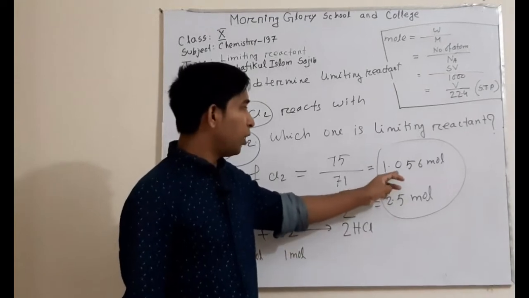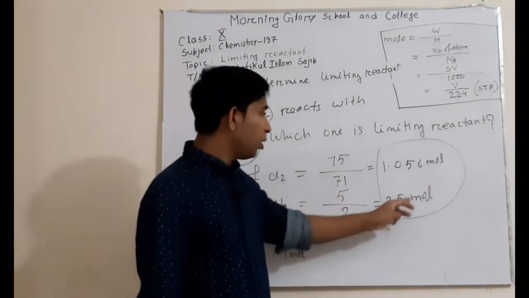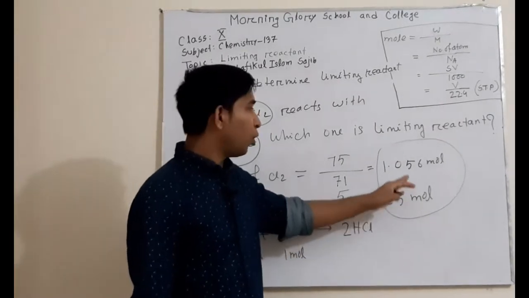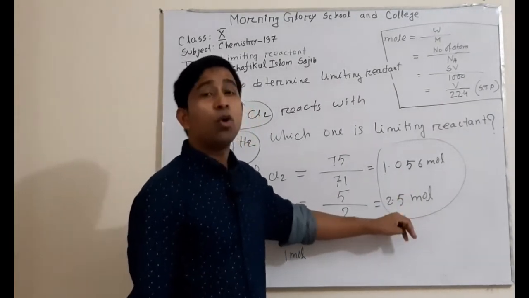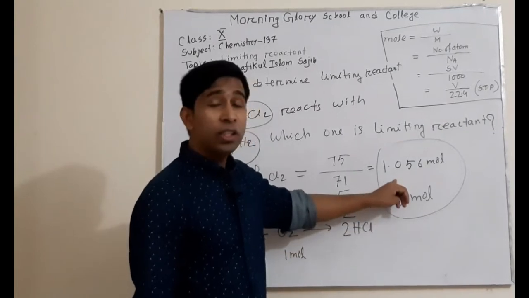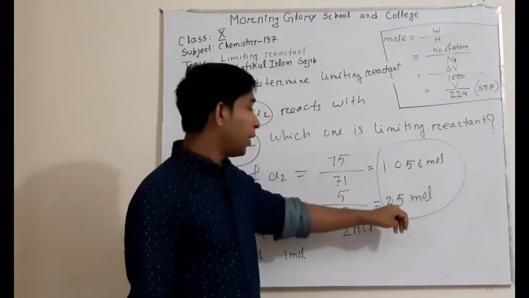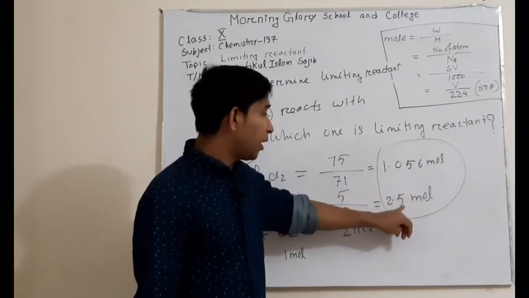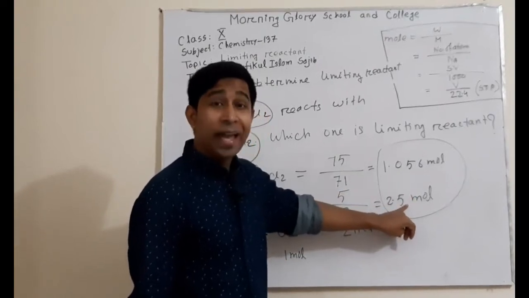Chlorine is 1.056 mole, but hydrogen is 2.5 moles. That means mole of chlorine is less than mole of hydrogen. That means chlorine is insufficient compared to hydrogen. So chlorine is the limiting reactant and hydrogen is in excess here.